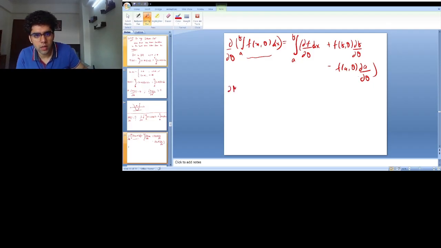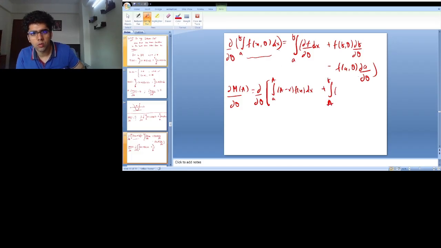Right. So now we want to calculate del M(a) by del theta, which is equal to del by del theta of this whole expression, small a to a of minus x f(x) dx plus capital A to small b. Now this small a and small b are different, right? I'm using this small a and small b just to denote the formula, right? So now I have x minus a f(x) dx, right?